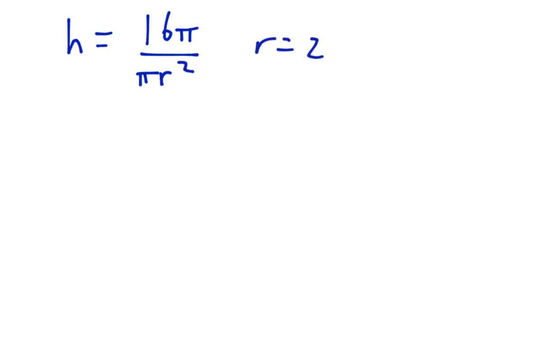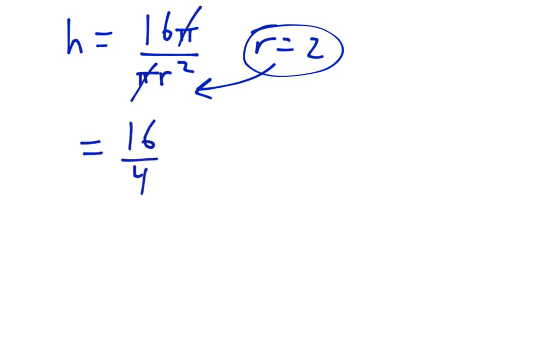Well, to figure out the height, we had the relationship that the height was 16 pi over pi r squared from the first part of it. And we just found out that r equals 2. So all I'm going to do is just plug in r equals 2. And I get, remember, pi's cancel, great. I get 16 over 4, and so the height that minimizes this is 4.